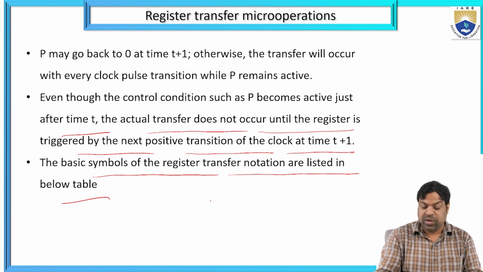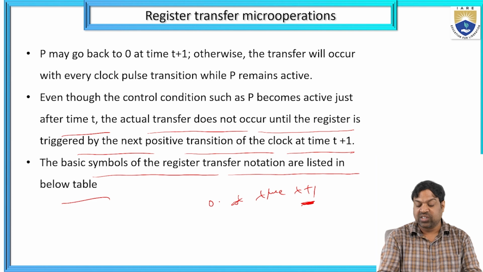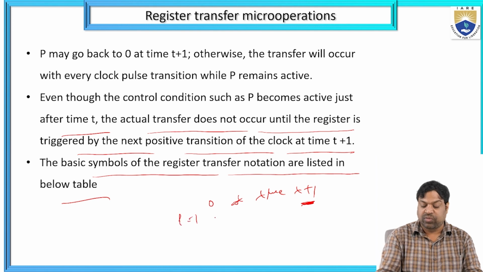So P may go back to 0 at time T plus 1. Okay, when T plus 1 came, it goes back to 0 and starts from another register, waiting for another one. And if P is equal to 1, the process is completed. Next I will go for P equal to 0.